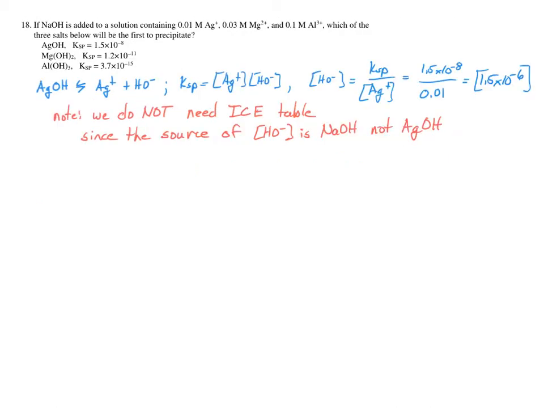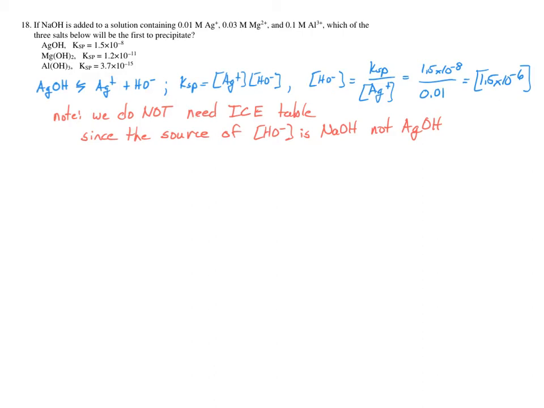Here we've solved for the hydroxide ion concentration required to produce a saturated solution of silver hydroxide. Here's our dissociation reaction and the associated KSP expression. Once we have this expression, we can solve for the hydroxide ion concentration. Again, this is the hydroxide ion concentration required to produce a saturated solution of silver 1 hydroxide. If this hydroxide ion concentration gets any higher, silver hydroxide will precipitate.